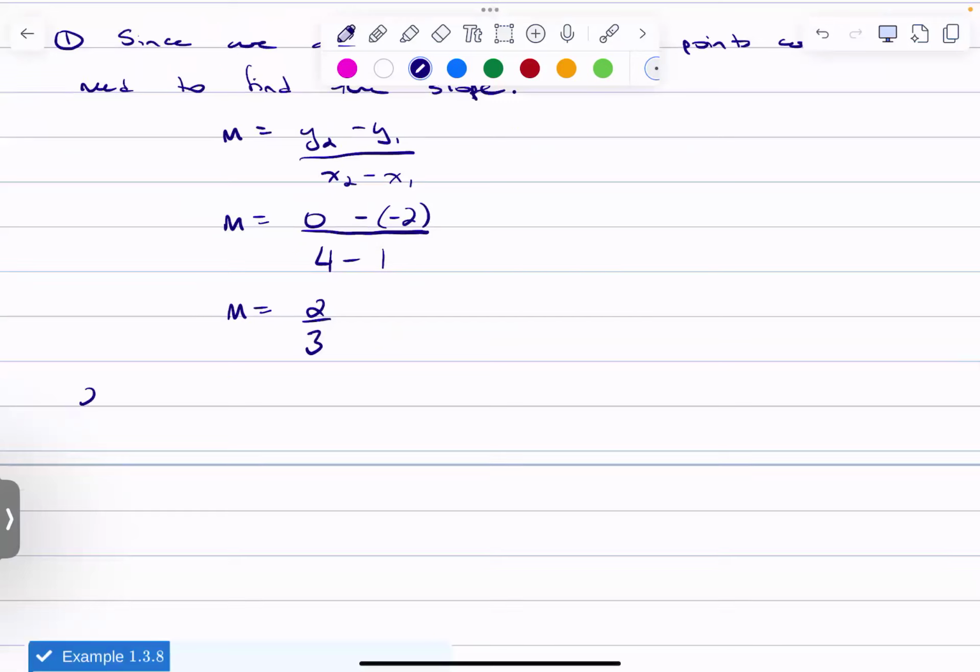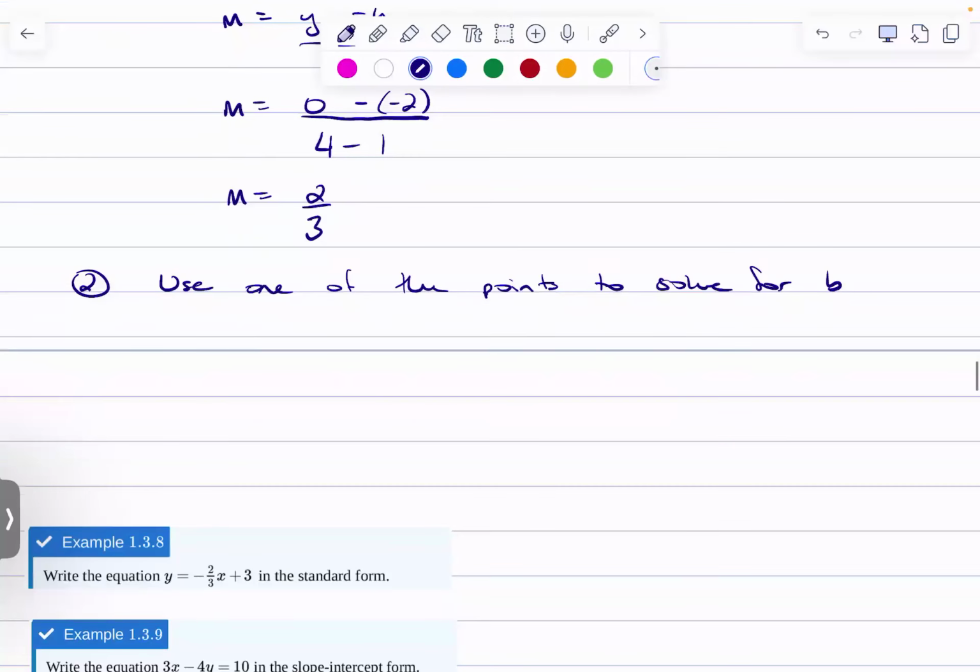So now use one of the points to solve for b. And that, I mean lowercase b, right, in y equals mx plus b. You could use the point slope form, right? But we already did an example with the point slope form, right? So I want to show you an example where we use just the slope intercept form.